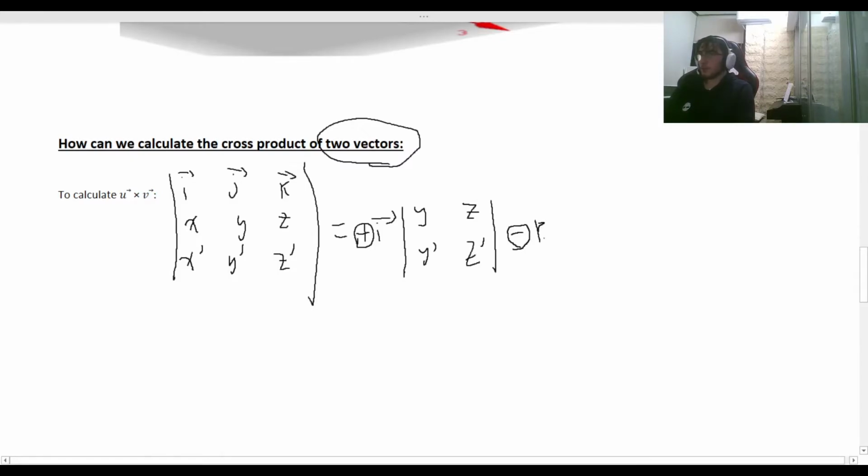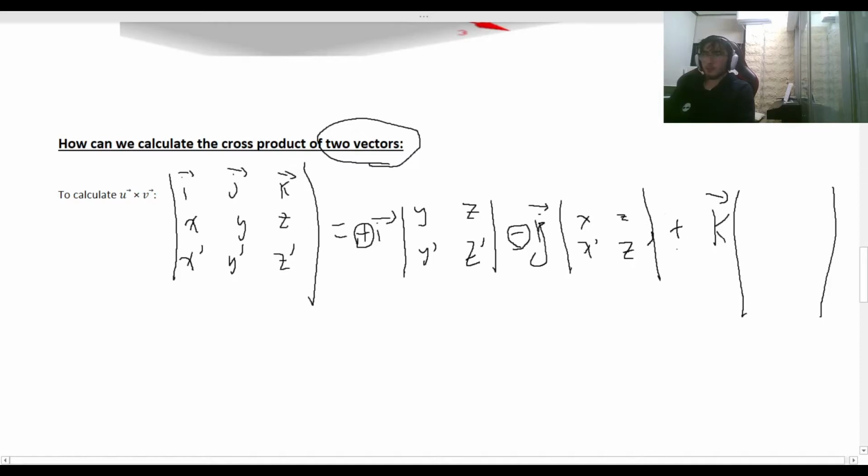Then minus, I'm going to circle the minus, j vector. J vector is located in the second column and in the first row, so cross them out and put what remains. So that is x, x prime, and z, z prime. Okay, plus k vector, cross them out, put what remains, circle the positive. What remains is x, x prime, y, and y prime.